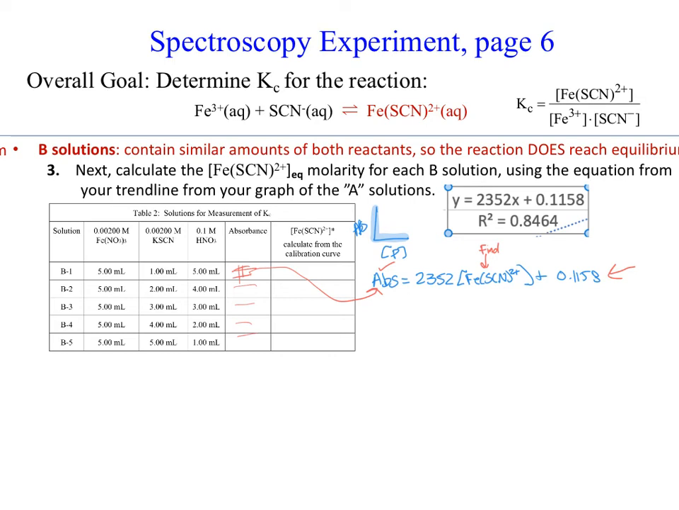So I'm going to take the absorption minus 0.1158, all over, so divide both sides by 2352, equals the FeSCN2+ concentration. Again, this is an equilibrium value. For each of your B solutions, B1 through B5, you're going to perform this calculation, and your final number goes in there, the FeSCN2+. This is indeed at equilibrium, calculated from the calibration curve.